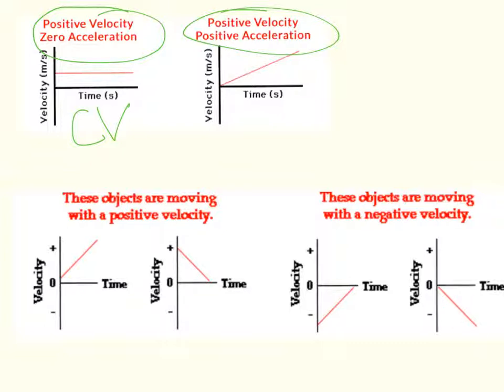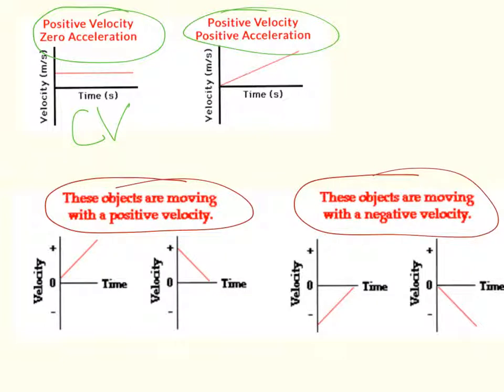At the bottom, these objects are moving with a positive velocity. These objects have a negative velocity. The positive and the negative makes a difference. It's very important that we understand why the lines are in the places they are on a velocity time graph.